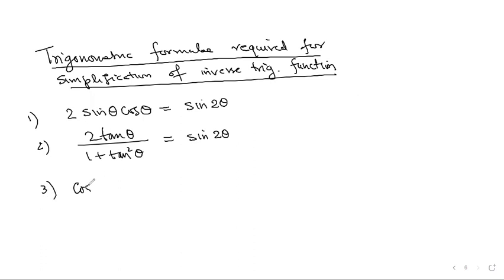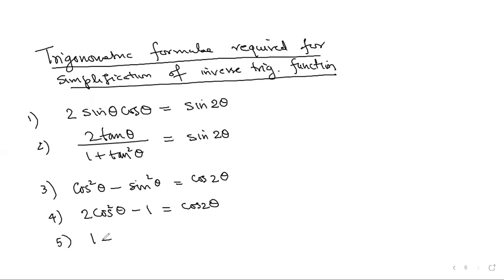Okay, then next formula is cos square theta minus sine square theta. Cos 2 theta. Then fourth, 2 cos square theta minus 1. Cos 2 theta. 1 minus 2 sine square theta. Cos 2 theta. 1 minus tan square theta upon 1 plus tan square theta. Will be cos 2 theta.